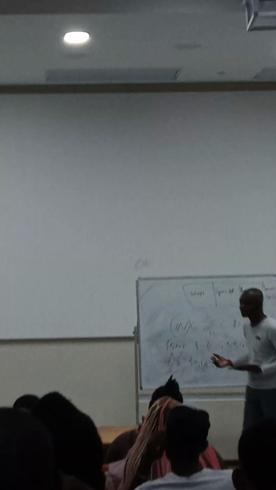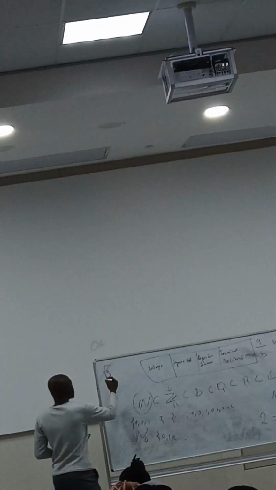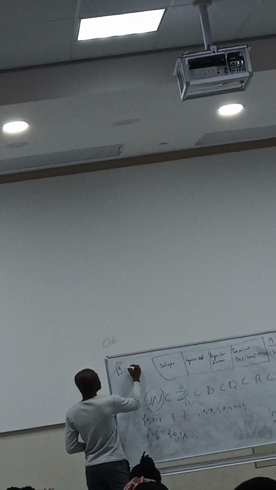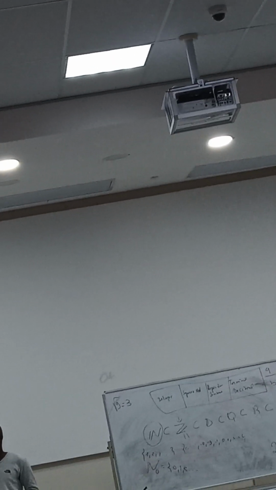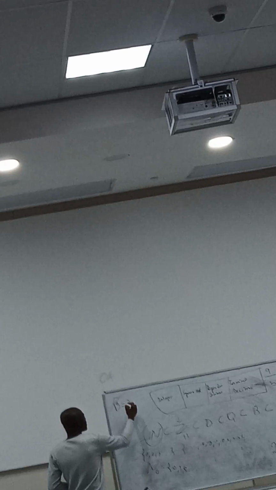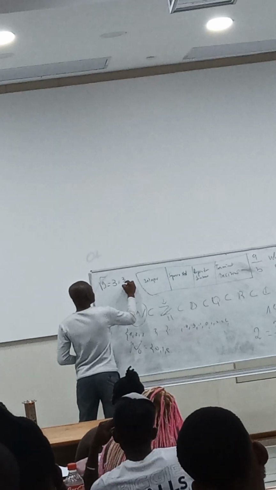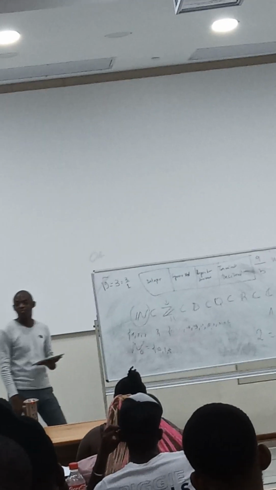You could ask me why any square root is a rational number. If you take the square root of 4 or the square root of 9, what do you get? The square root of 9 is 3. And 3 is what? An integer. And 3 can be written as 3 over 1.